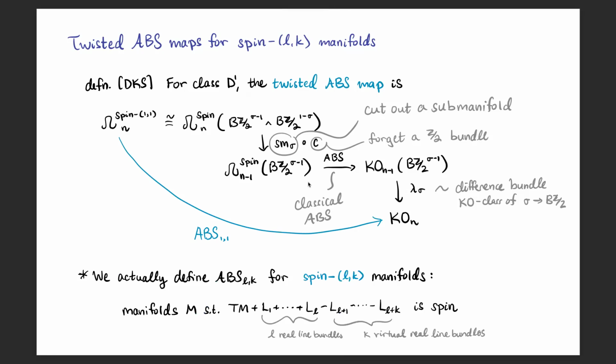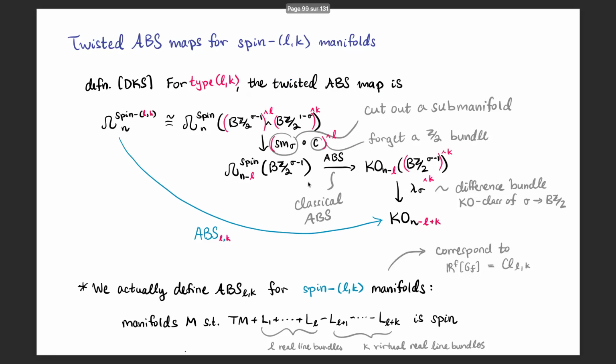And then actually we ended up having to do this not just for 1,1, but for L,K. These are spin manifolds where we twist by some number of line bundles. So we don't ask M to be spin, but we say you can add a bunch of line bundles and subtract a bunch of other line bundles and allow that to be spin. That gives us another tangential structure. And then we can basically just iterate our procedure to get a map that works for these things. And so for the L,K case, if L does not equal K, then we actually don't land in the same degree, we change our degree.